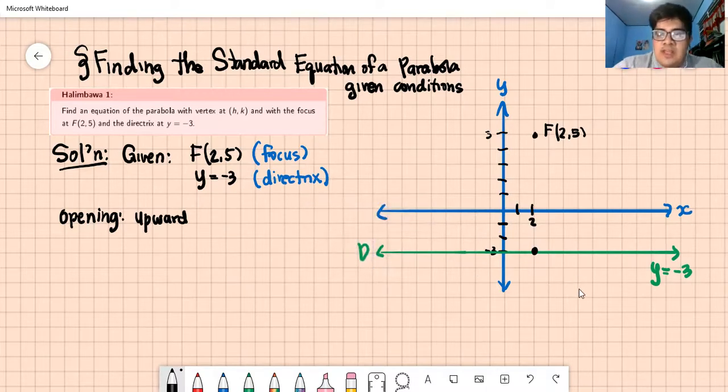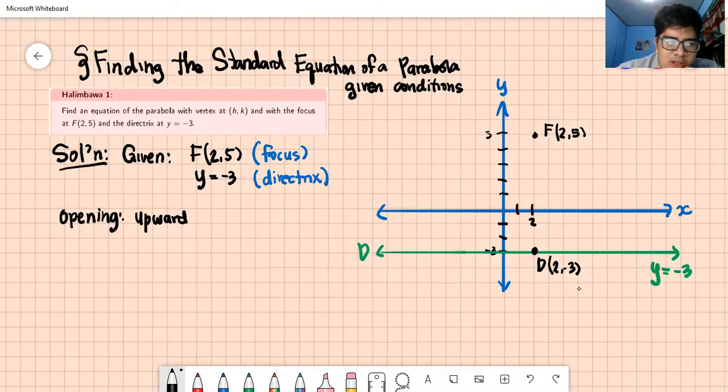Malinaw yan, no? So, kailangan natin ma-determine tong point na to. Malinaw na malinaw na this point is 2, negative 3. Kasi nakatapat ka kay 2 sa kay negative 3, correct? Ngayon. Di ba sabi natin by definition, the vertex is the midpoint of the focus and the point on the directrix. Di ba? Ganun ang definition ng vertex ng parabola.